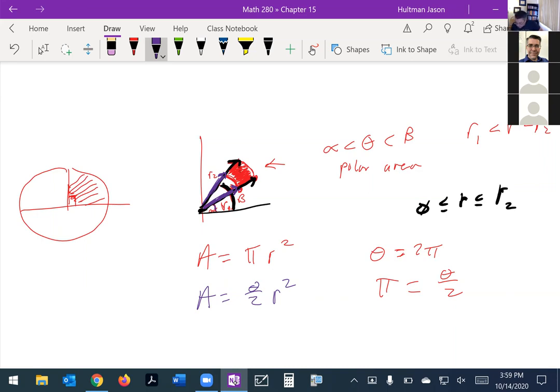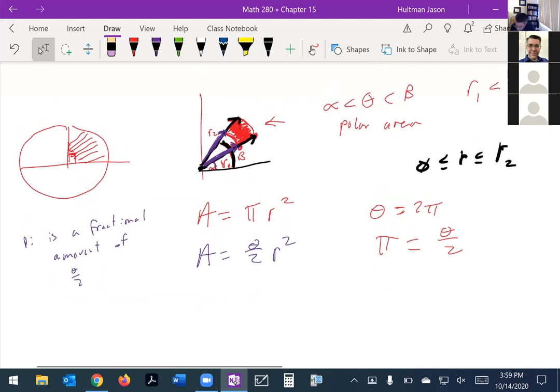Okay, so pi is a fractional amount of theta over 2. Since 2 pi is a fractional amount of theta, or theta is a fractional amount of 2 pi, is what I should say. So pi is a fractional amount of theta over 2.